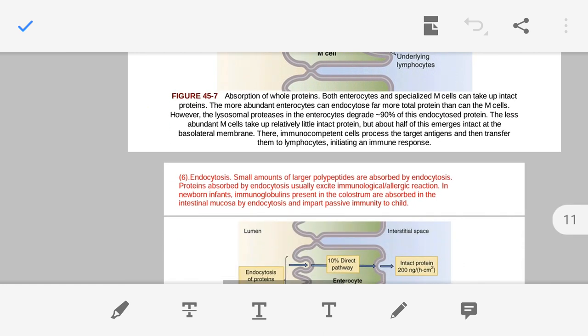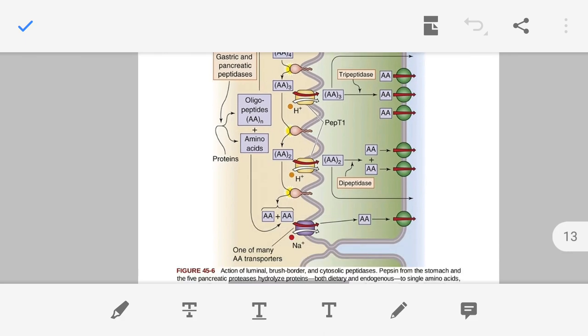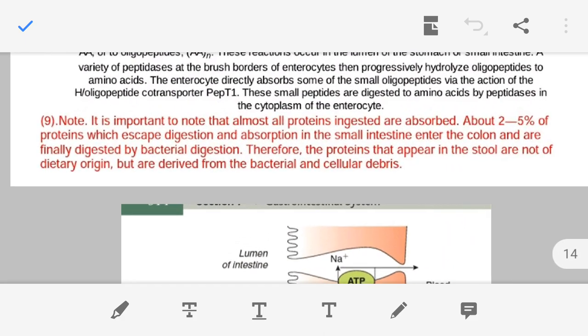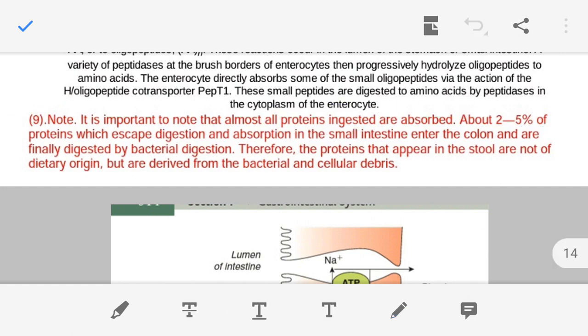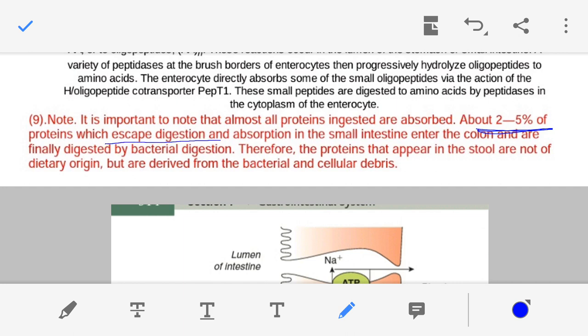So all this, and the last point is written over here. Whatever food we eat, whatever protein we ingest, only 2 to 5% of protein we cannot digest and absorb. So 2 to 5% of protein escapes digestion and absorption in the small intestine. Then this protein enters into the colon, and in the colon bacteria are present. So the colonic bacteria digest the dietary protein, the 2 to 5%.